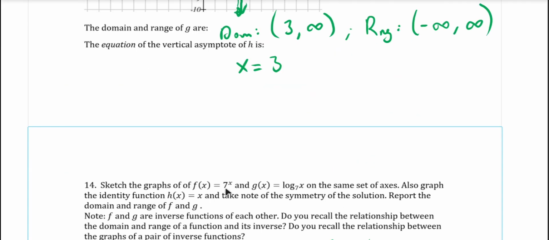The next one's a bit different. It wants us to graph 7 to the x and log base 7 of x on the same set of axes. And it also wants to graph the identity function. And then we can look for symmetry. We know that we're going to find symmetry. We've already kind of talked about how inverse functions are symmetric by reflection over the y equals x line. But let's see that by plotting them.